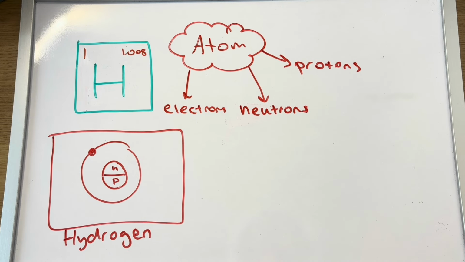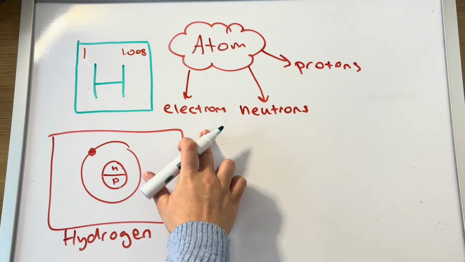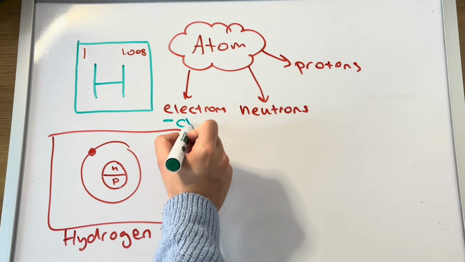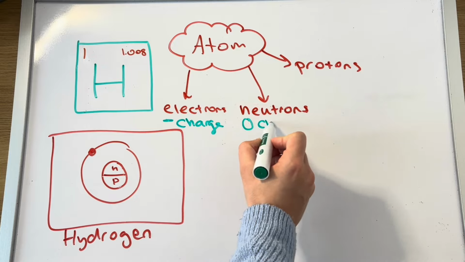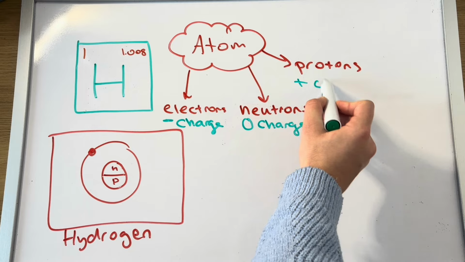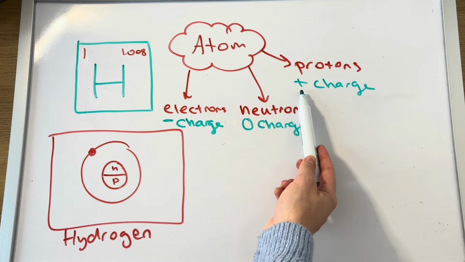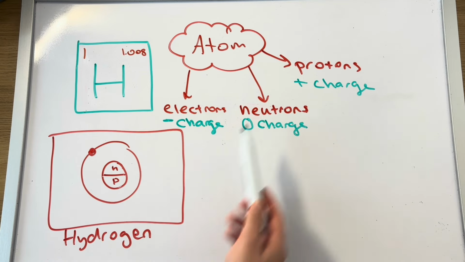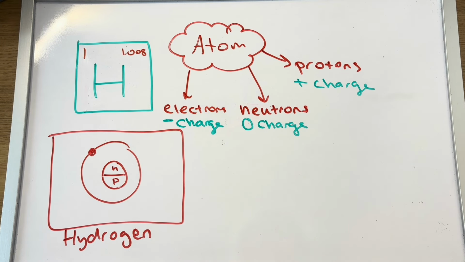But to clarify some things, about neutrons, protons, and electrons: electrons have a negative charge. Neutrons have a neutral charge, or 0, and protons have a positive charge. To help you with that, P is for positive, so it has a positive charge. For neutrons, N is for neutral, so it has a neutral charge, or the same as 0. And then electrons have a negative charge.